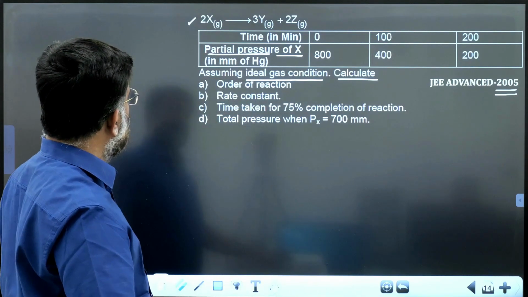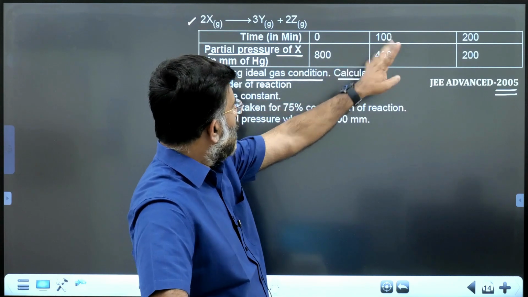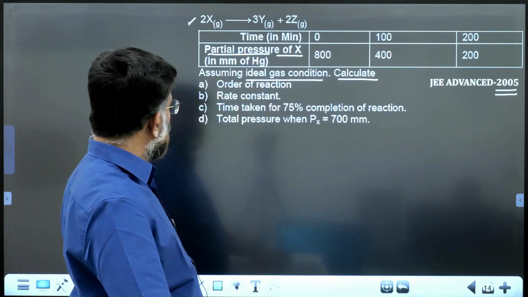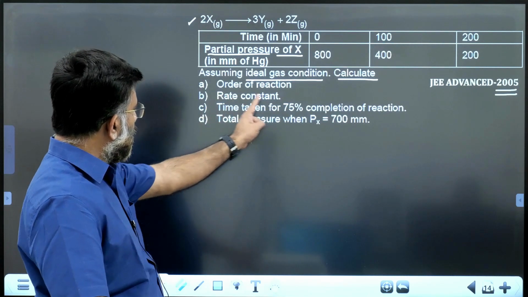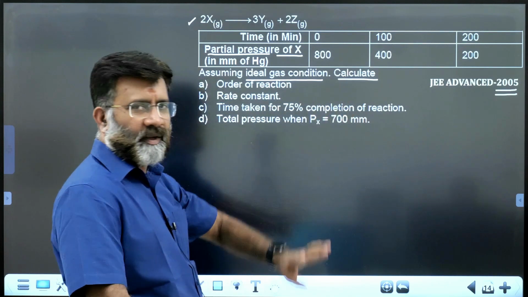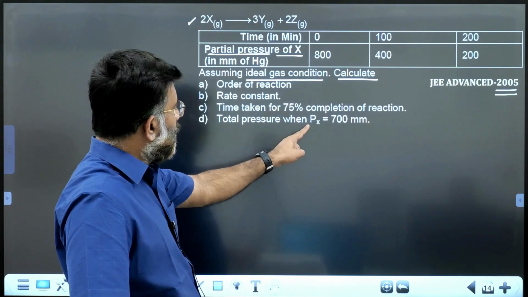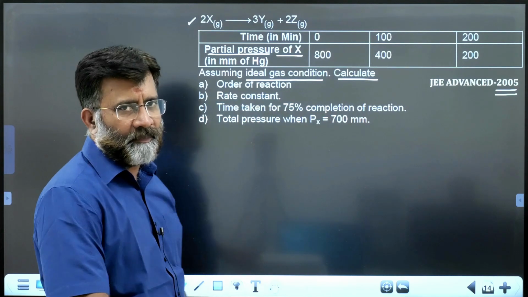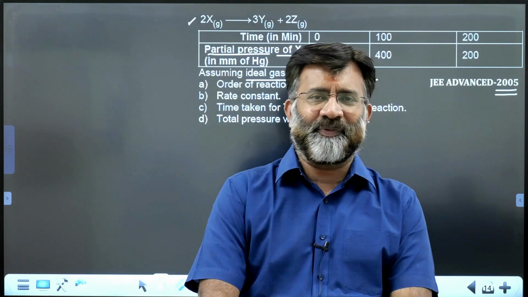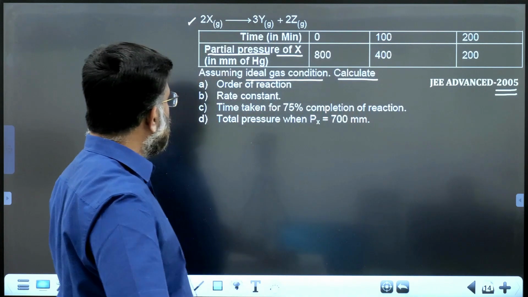So the partial pressure of the reactant X is given at time 0, 100 and 200 minutes. We want to find, number 1, the order of the reaction. Number 2, rate constant K. Number 3, time taken for 75% completion of the reaction. And number 4, total pressure when Px equals 700 mm. So it is a subjective type question, but the concept remains evergreen, from the chapter kinetics. Let's go through. What is the order of the reaction?